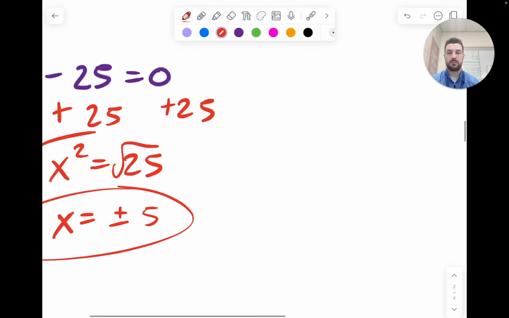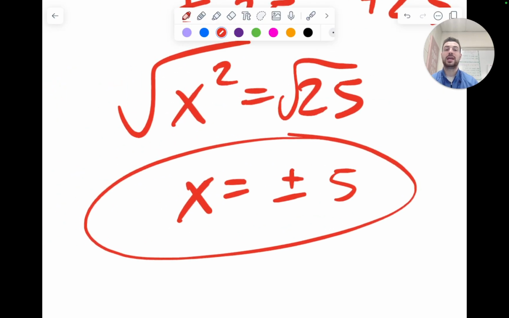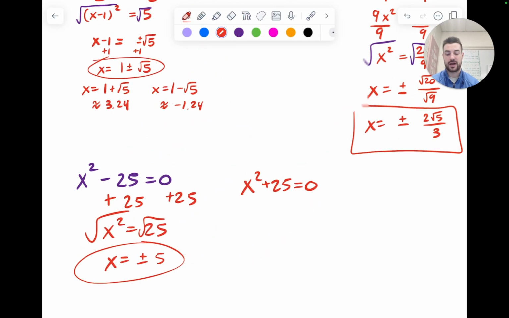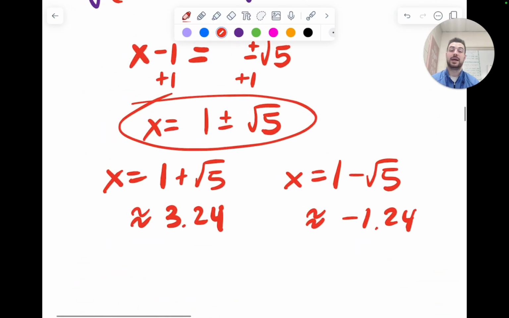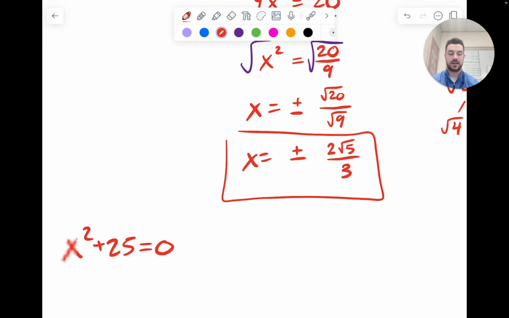One thing I do want to point out is we had a problem like this. So we can solve using inverses and get nice rational numbers such as 5 and negative 5. We can get numbers like 1, well they're still irrational, but we'll get 1 plus the square root of 5. And then we get numbers that could look like this, where we've got fractions with radicals. It really kind of depends.